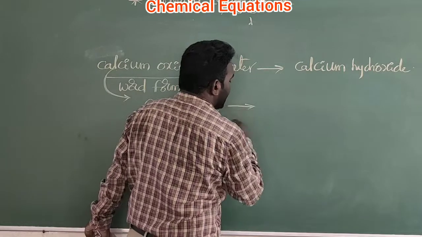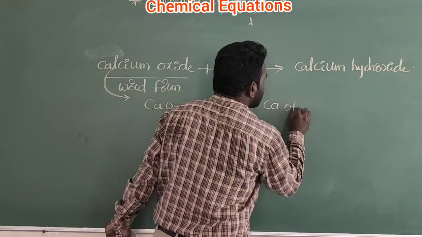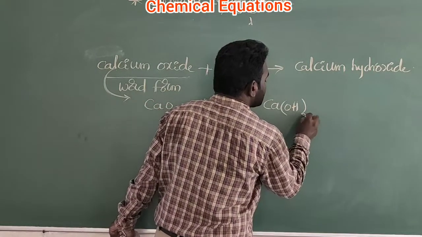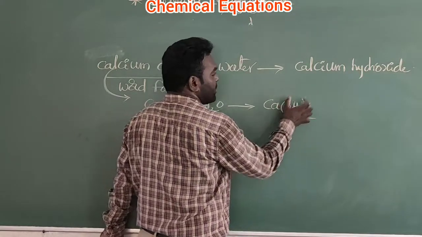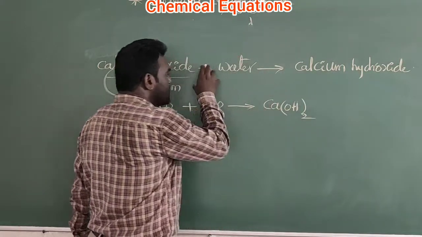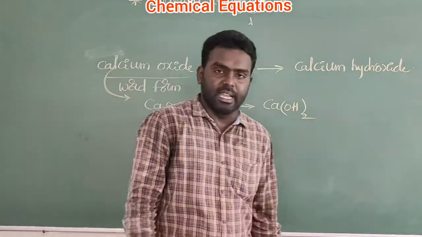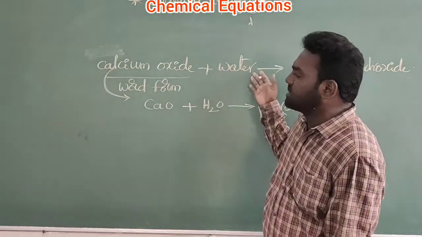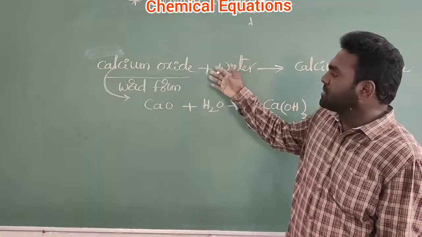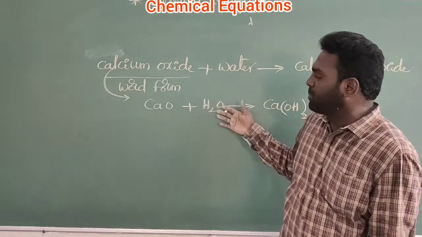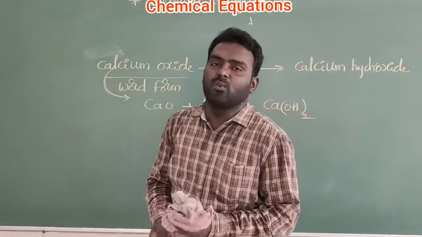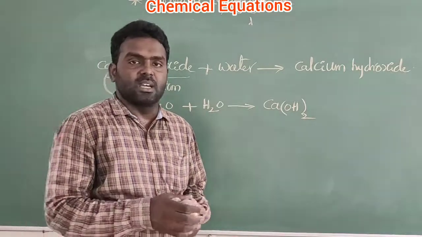Then both react with each other, and we get Ca(OH)2, taken twice. So this is called the symbolical representation of calcium hydroxide. This is called the word formation of the chemical reaction. Based on that word formation, I have written the symbolical representation. Therefore, this is called the word formation and symbolical representation of the equation.